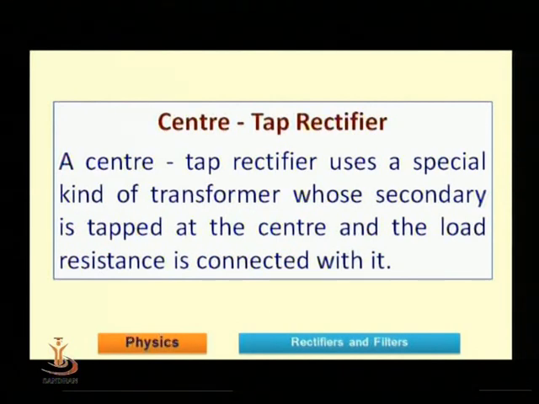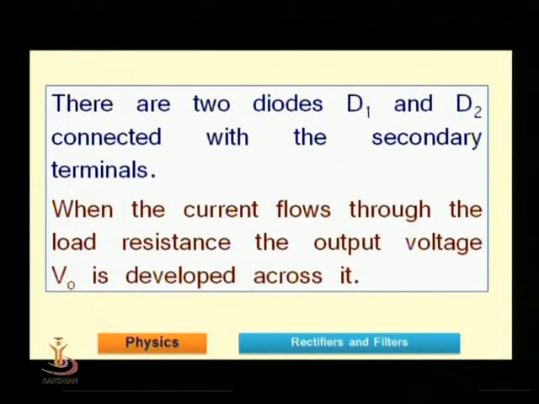If one wishes to use the center tap type of rectifier, a special kind of transformer is used. Basically, what we have studied, a transformer has a primary winding and a secondary winding. The primary has two wires. Now in a center tap type of rectifier, the secondary has three wires coming out. So a center tap rectifier uses a special kind of transformer whose secondary is tapped at the center and the load resistance is connected with it. There are two diodes used in a center tap type of rectifier. When current flows through the load resistance, the output voltage V0 is developed across the load resistor.